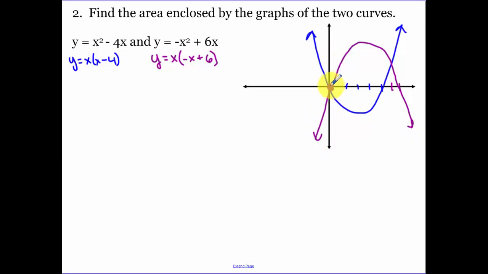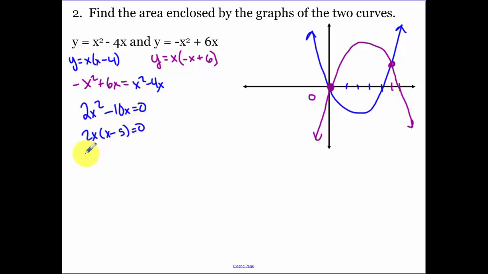So we have one intersection point at 0. We have to find this other intersection point. I set the two equations equal to each other: negative x squared plus 6x equals x squared minus 4x. Getting one side to 0, I get 2x squared minus 10x equals 0. I factor out a 2x, so I get x equals 0 and 5.